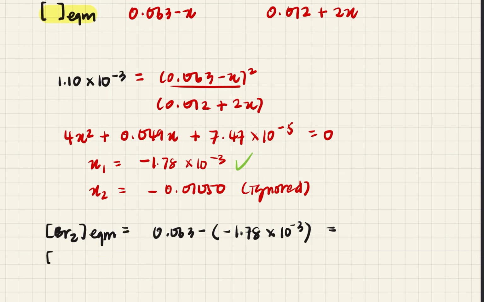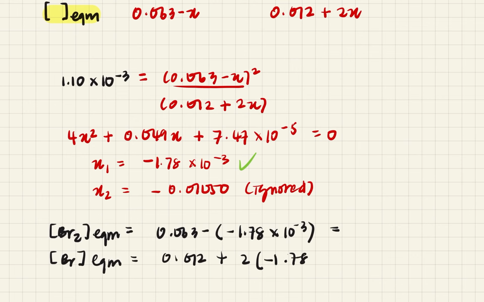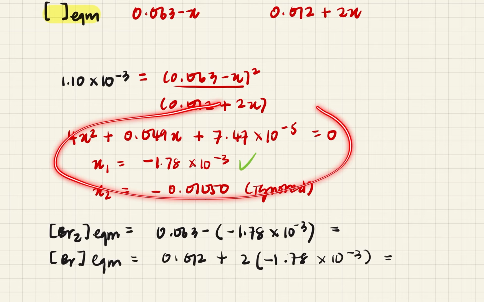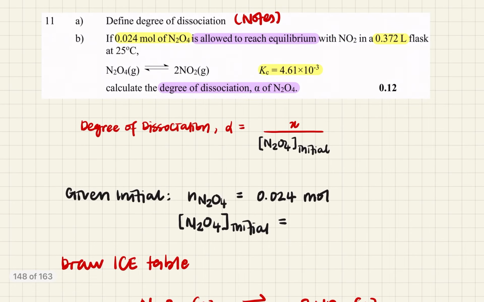And also for Br at equilibrium, it will be 0.012 plus 2x. So you get your answer. This part is a bit long because of the quadratic equation. Right, next question. Number 11.